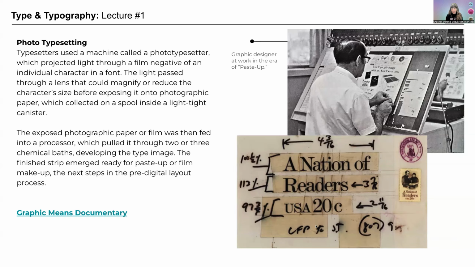This little guy here is a little example of paste up, what a mechanical or mock-up might look like, defining headers, defining space between things, a bit of a style guide. And if you click here, you can watch a preview for the Graphic Means documentary, produced and directed by graphic designer and archivist Briar Levitt. I highly recommend watching the full documentary.